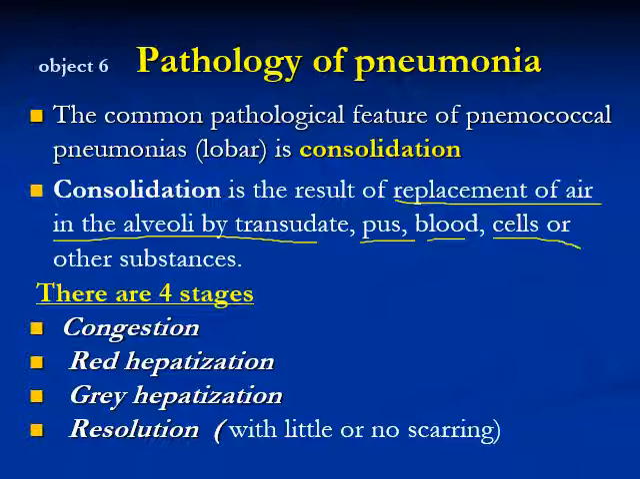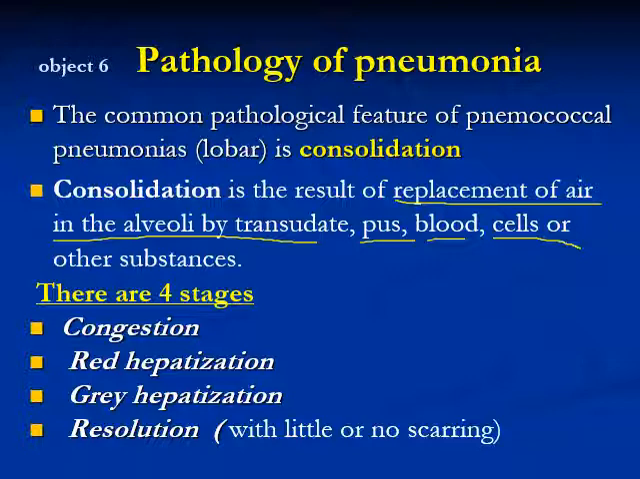Normally, the alveoli are filled with air. But when patients develop infection and consolidation, it means these alveoli are filled either with exudate, pus, blood, or inflammatory cells.